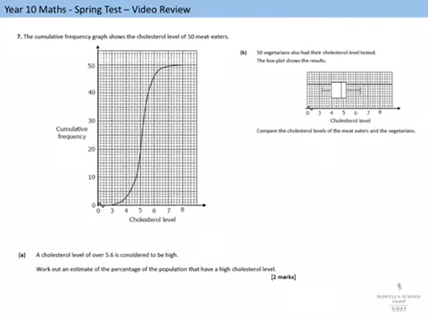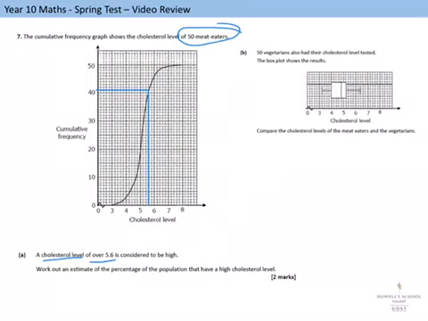Okay, so this question, they've given us a curved cumulative frequency graph. They've given us a little bit of information about how many people there are altogether, which is 50. And then in the actual question we're looking for a cholesterol level of over 5.6. And it's important that we're saying over, and we're going to come back to that in a second. So we've got to read off the graph a cholesterol level of 5.6 to find out how many people have a cholesterol of 5.6 or less.